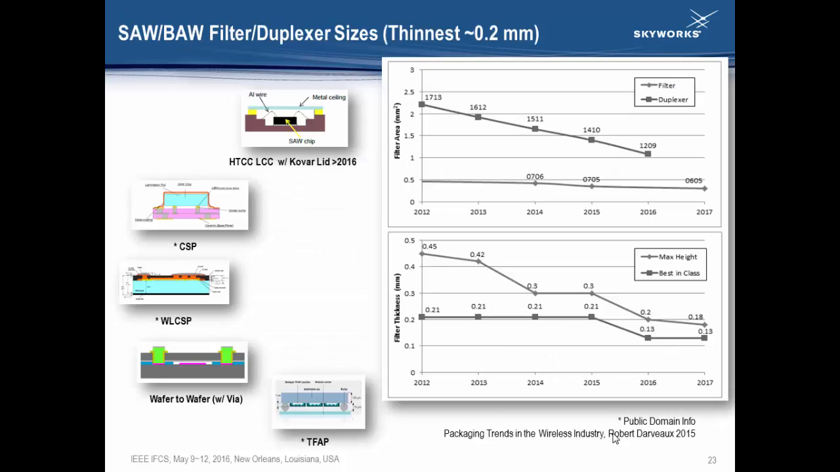And this is the size of the duplexers and filters nowadays. Most of the SAW filters we manufacture now are wafer level chip scale package. The substrate becomes part of the package now. For a duplexer, you can get it down to about 1209 size, and for single filters, we're talking about 0605. These are single filters. Of course, the thickness is going down also.